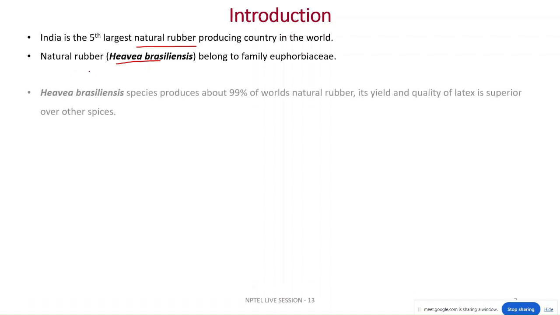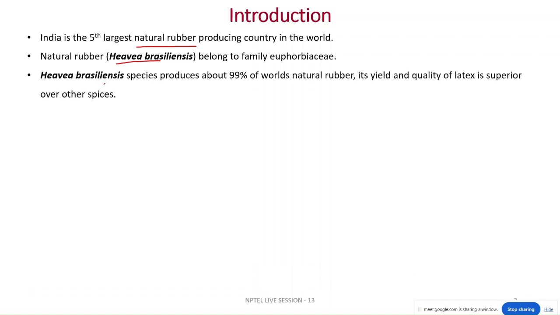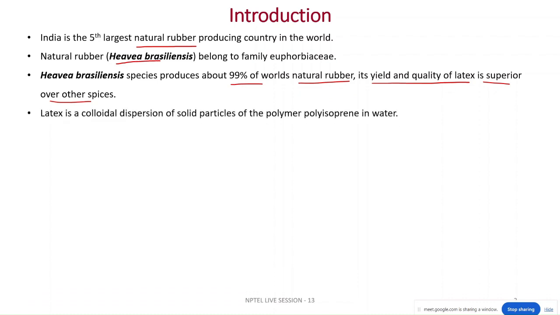From this tree, we generally collect the latex and form the natural rubber out of that. This species, Hevea brasiliensis, produces 99% of the world's natural rubber, and its yield and quality of latex are superior over other species. This latex is nothing but a colloidal dispersion of solid polymer particles, the polymer being polyisoprene, dispersed in water. That forms a colloid called latex.